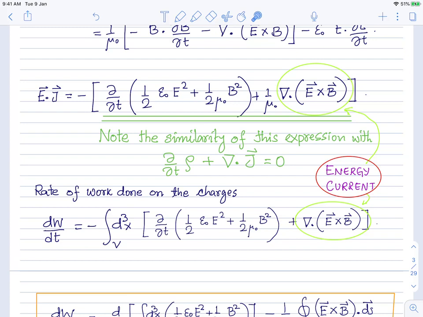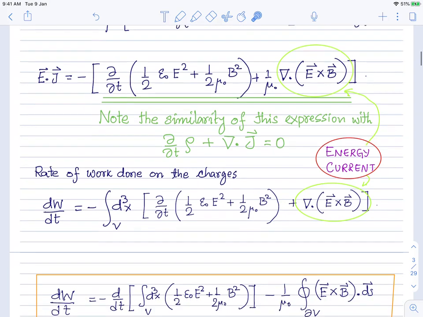So this may be a new concept. This is the energy current in the E and B fields. Now it's similar to the charge current. It's very similar in spirit to the charge current, but this says that the electric and magnetic fields can not only have an energy density, but can carry energy current and move from one place to another. Energy can move from one place to another through this energy current in case of just electric and magnetic fields.